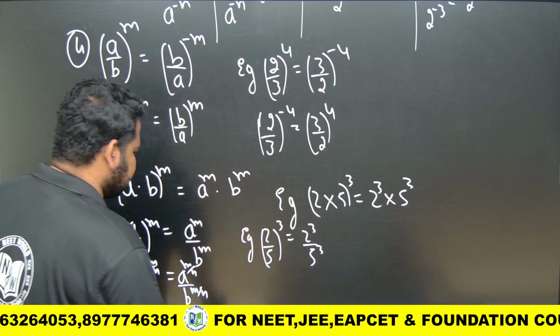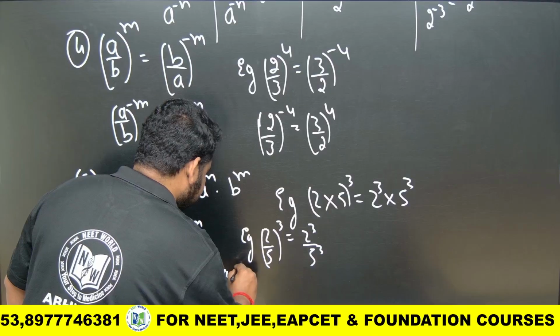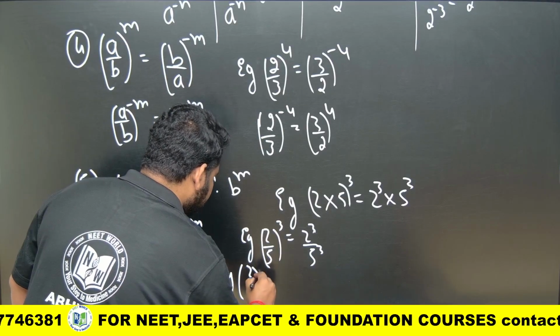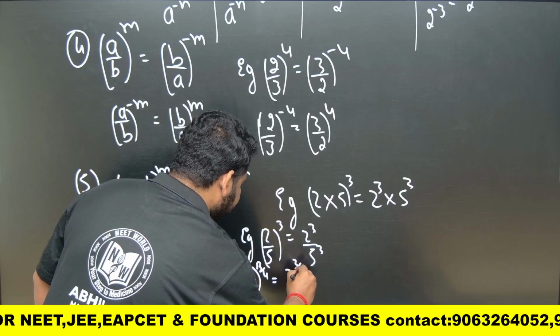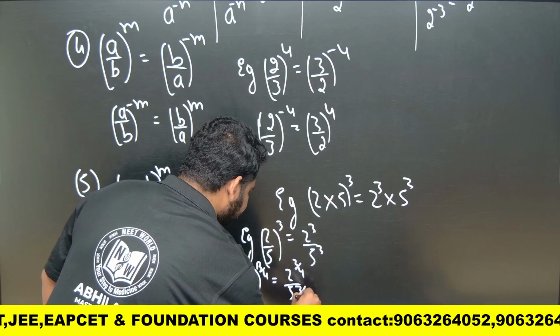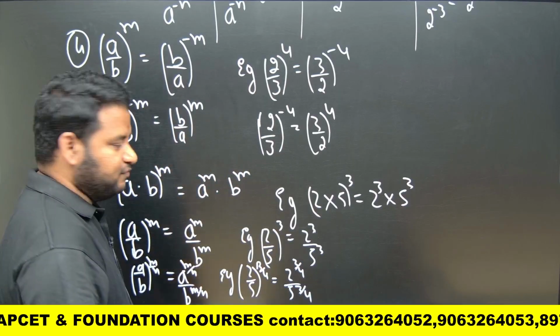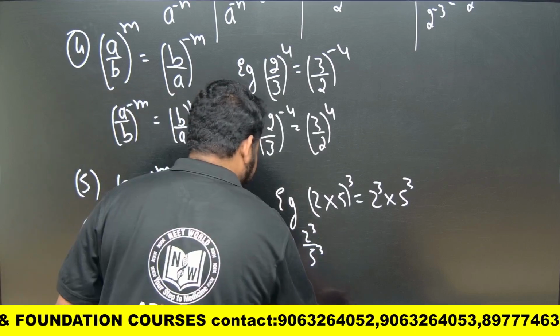For example, I can write (2/5) to the power of 3/4 as 2 to the power of 3/4 divided by 5 to the power of 3/4. Clear? Now, a very important property you have to remember.